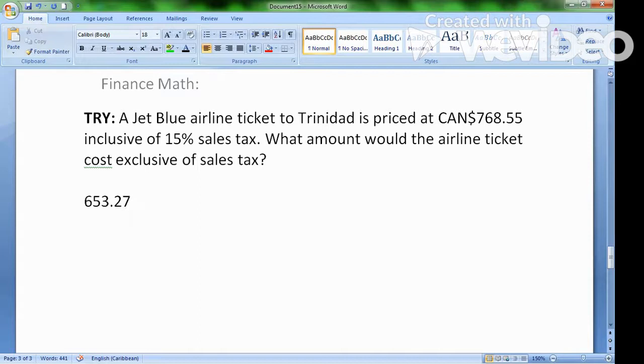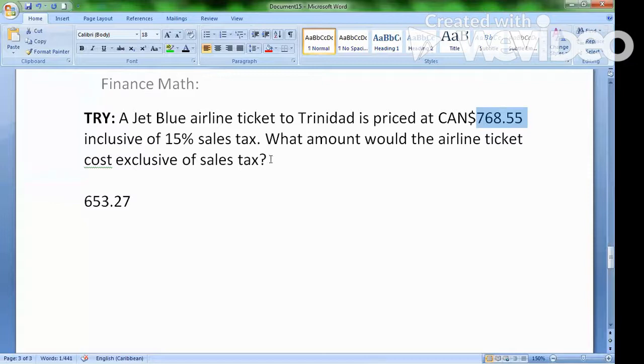You're going to say 15 over 100 times the 768.55, and whatever you get, you add it to the 653 to see if you get back the other way around. You find 15% of your answer, and then add it back to the 653 to see if you get 768.